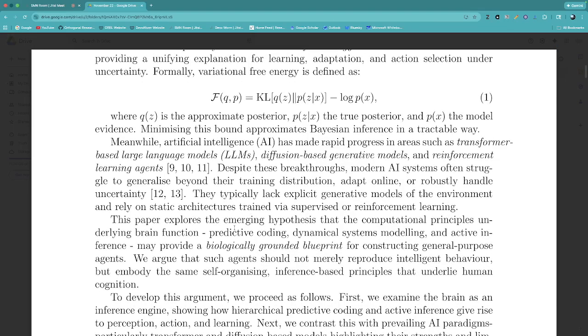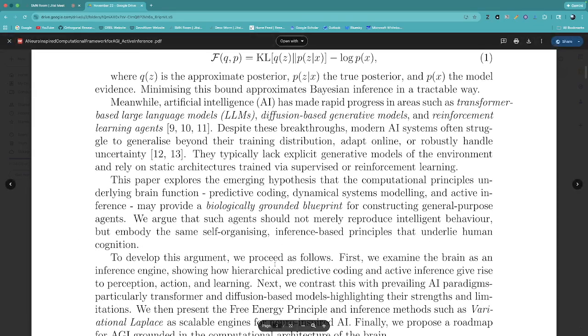This paper explores the emerging hypothesis that the computational principles underlying brain function, predictive coding, dynamical systems modeling, and active inference may provide a biologically grounded blueprint for constructing general-purpose agents. We argue that such agents should not merely reproduce intelligent behavior, but embody the same self-organizing inference-based principles that underlie human cognition. To develop this argument, we proceed as follows.